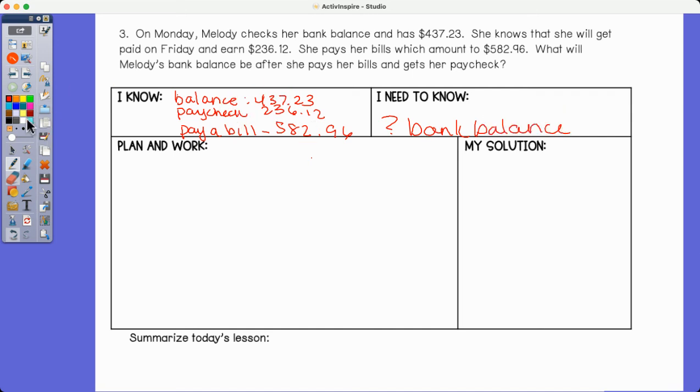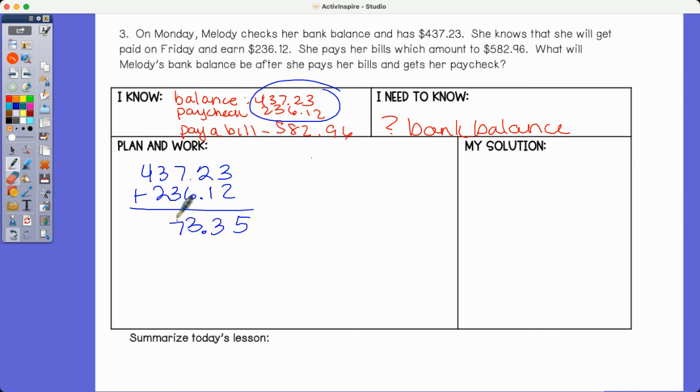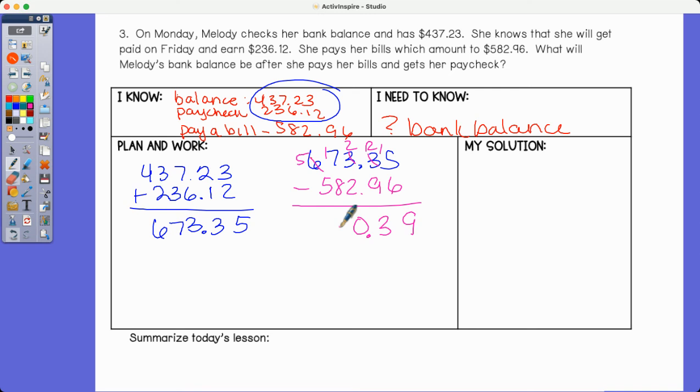So first thing I need to do is look at this and realize that these two are positive terms. These guys, these are the happy numbers, are positive. So we are going to add them and we are going to get $673.35. Whew, my math is correct. Now she's going to pay a bill. Paying a bill is not a happy thing. So she's going to pay $582.96. Going to do a little bit of math magic so we can do some borrowing here. I get a 9, a 3, a 0, more math magic, and a 9. Wow. See, I told you it wasn't a happy thing. She's got all that money. She pays a bill, and she only has a bank balance of $90.39.